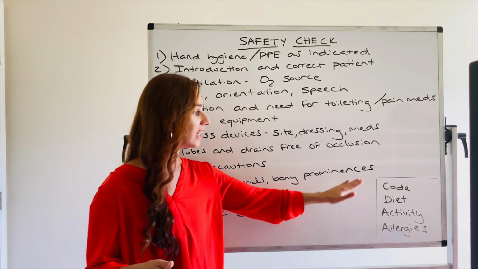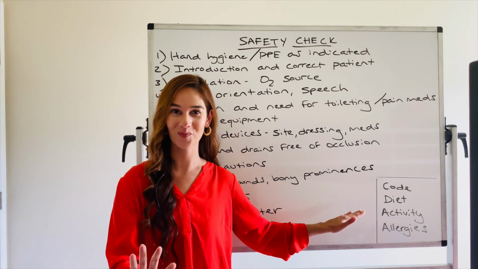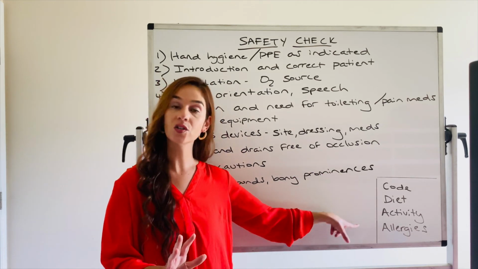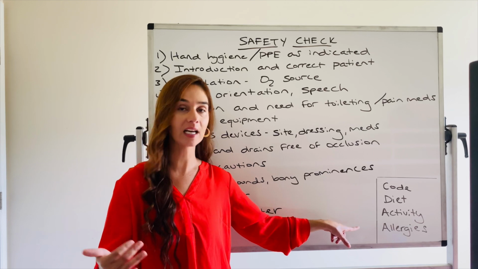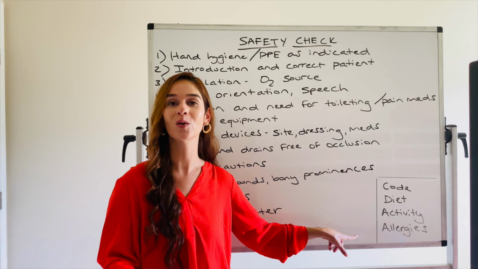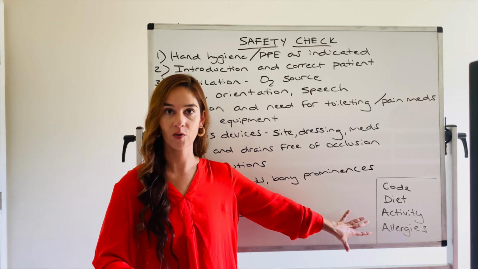So I want you to always know these standard things about your patient before even going into the room, okay? Also, if you're helping in another room, really consider you need to know these things before doing certain things. You can't mobilize somebody if you don't know their activity status. You can't give them food if you don't know their diet. So these are just good things to understand in general for all patients.